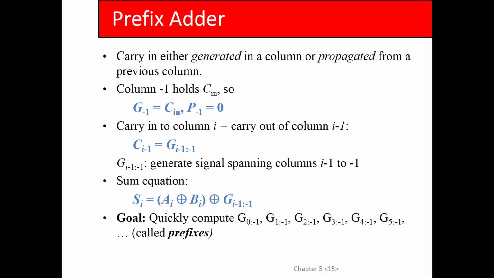So the idea is that they calculate these generates on these prefixes. So notice that this is generate 0 down to -1, generate 1 down to -1, 2 down to -1, 3 down to -1, and so on, right? So for each column, I can generate a sequence of prefixes that allows me to calculate my carry-in.